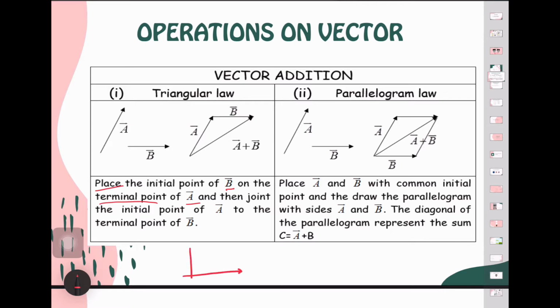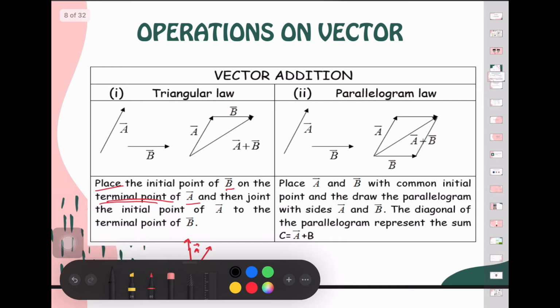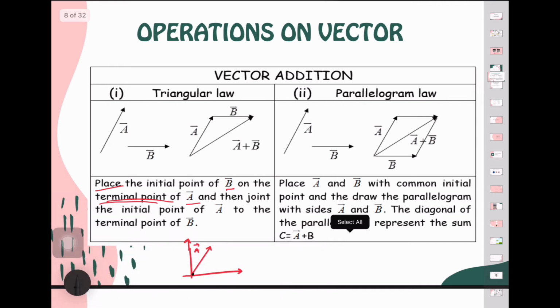Let's say we have two vectors. Okay, so we have vector A here. This one is vector A. Okay, so we join the initial point of B on the terminal point of A. So this one is the initial point of A, and this is the terminal point of A. Then we join the initial point of B at the terminal point of A. So this one is vector B.